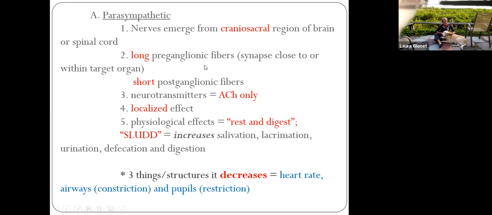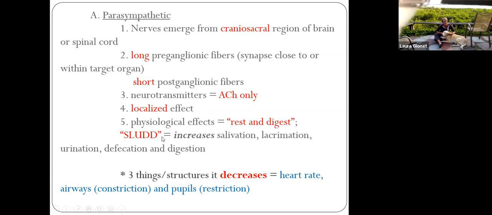The first neurons, the preganglionic neurons, are long, and the second ones, the postganglionics, are short, as indicated in that image. The neurotransmitter is acetylcholine throughout the entire pathway. It has localized effects because it's not going to use hormones into the bloodstream. Only the sympathetic division does.